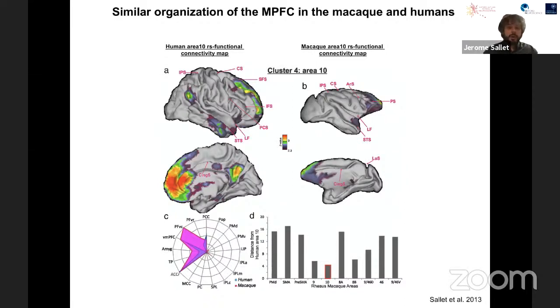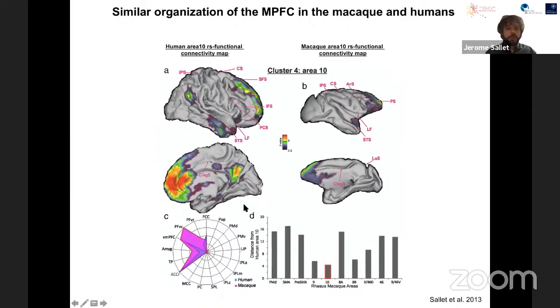Area 10 is coupled with other regions of the medial prefrontal cortex, also with a region of the dorsolateral prefrontal cortex on this lateral surface of the human brain, and with the anterior part of the temporal lobe. In the macaque, you can find a similar connectivity pattern, with coupling with other regions of the medial prefrontal cortex, regions of the lateral prefrontal cortex, and the anterior part of the temporal cortex.